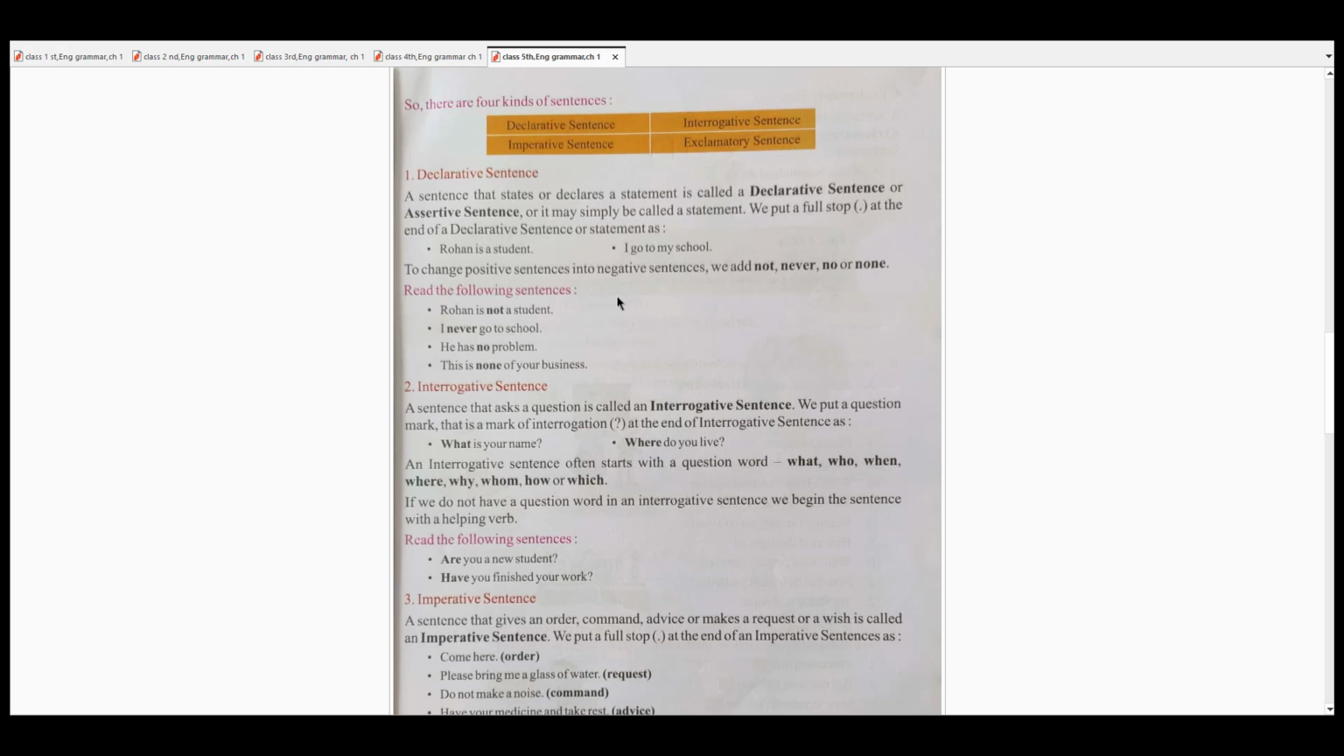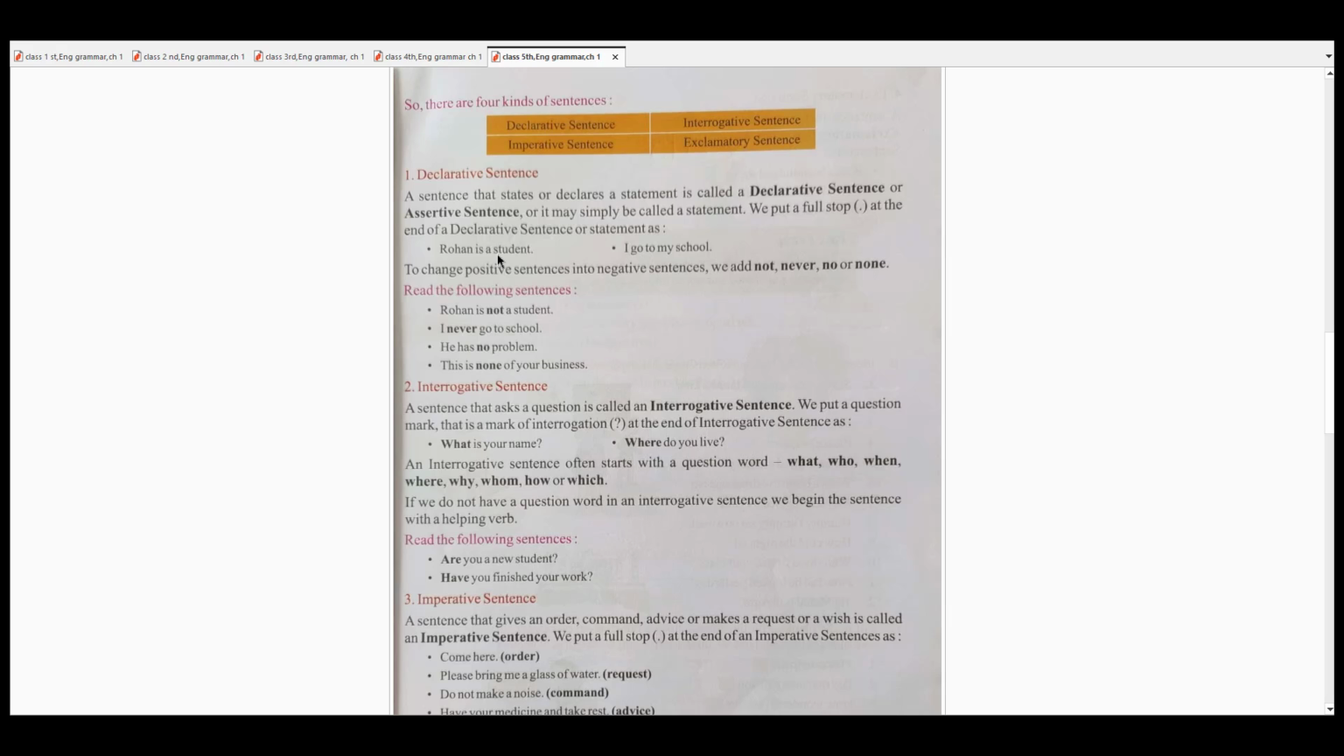To change positive sentences into negative sentences, we add not, never, no or none. If you want to say no, then you have to use the words not, never, no or none. This is a positive sentence because it says yes, it doesn't say no. You can use any of these words. Read the following sentences. "Rohan is not a student." We have declared that Rohan is a student.